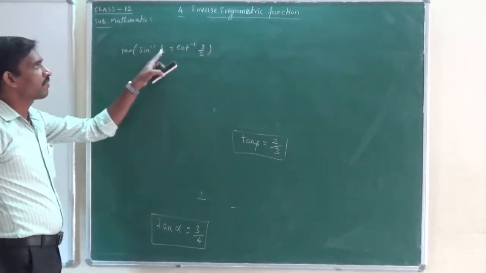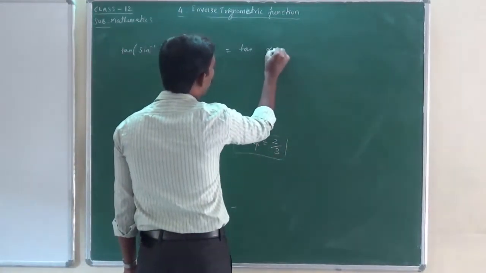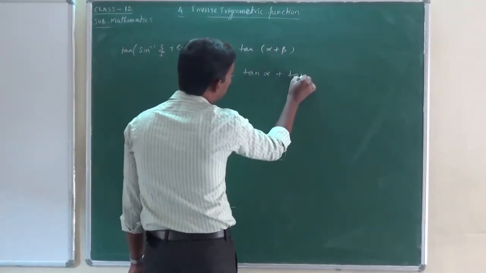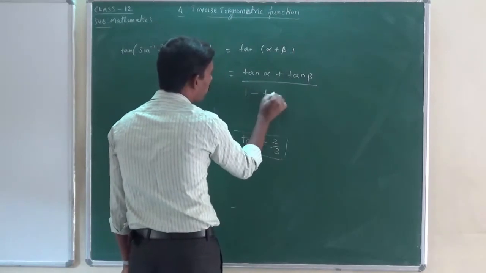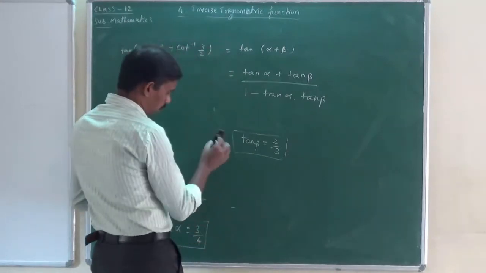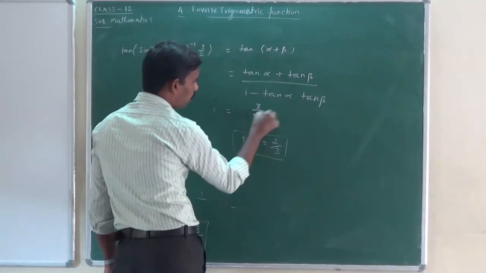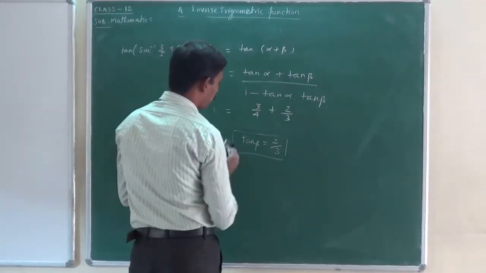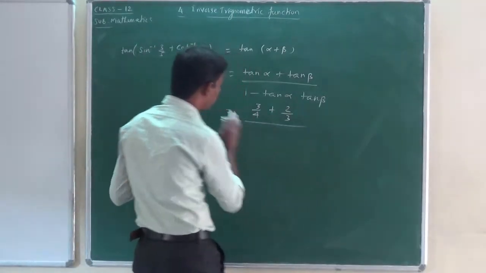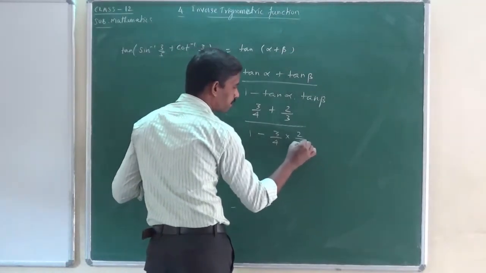Tan of (sin inverse of 3 by 5 plus cot inverse of 3 by 2) is equal to tan of (alpha plus beta), which is equal to (tan alpha plus tan beta) divided by (1 minus tan alpha into tan beta). So tan alpha is 3 by 4, tan beta is 2 by 3, isn't it? So (3 by 4 plus 2 by 3) divided by (1 minus 3 by 4 into 2 by 3).